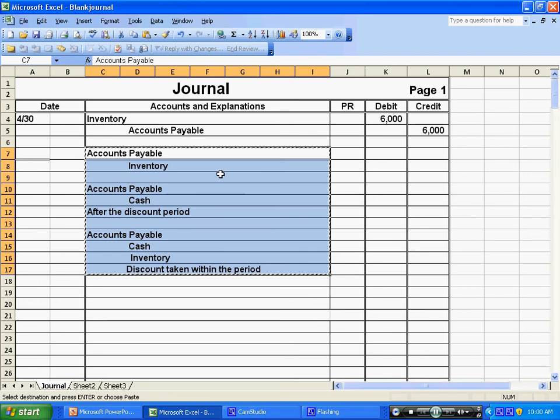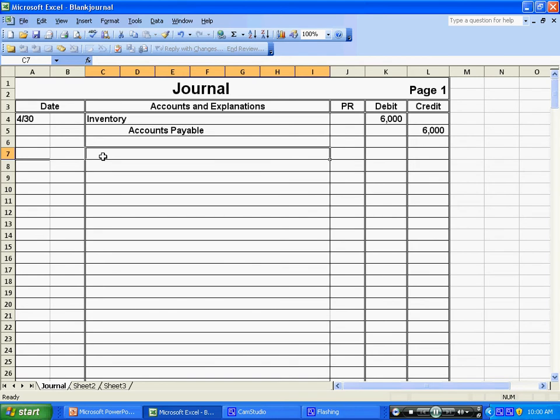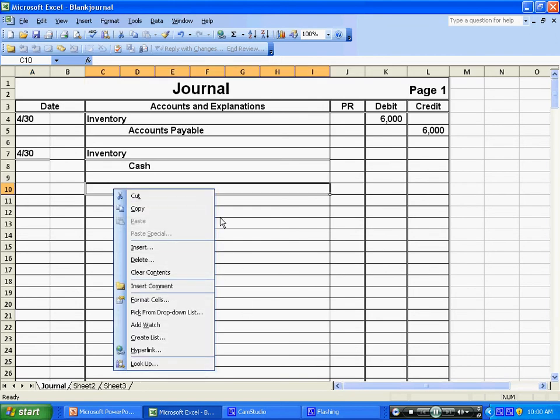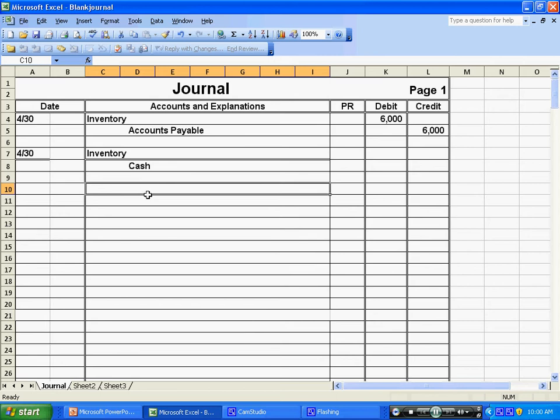Okay, continuing with 5-15 on page 287. First, we have to record the transactions. The initial transaction was a purchase of $6,000 in inventory. Debit the inventory, credit the accounts payable for the purchase of inventory. Also on April 30th, they paid the freight in charges of $300. So they're going to debit the inventory for $300. They're going to credit the cash for $300. Why is it cash? Because they said they paid it.